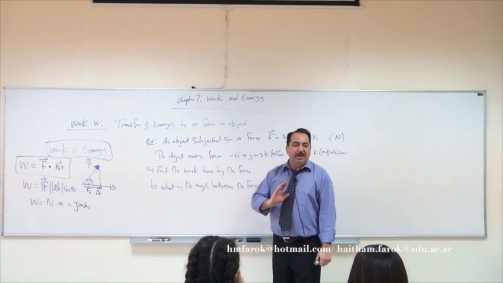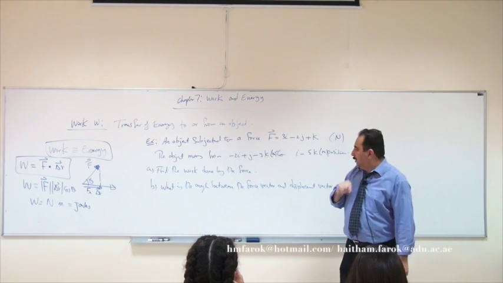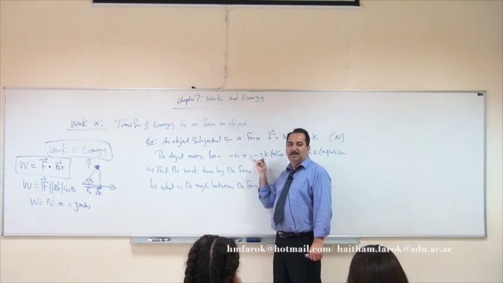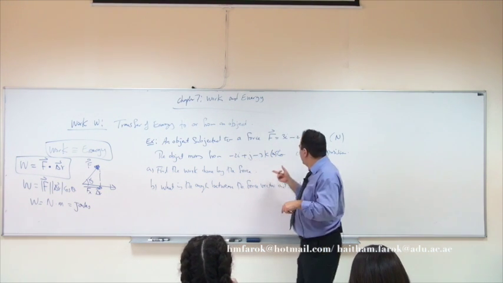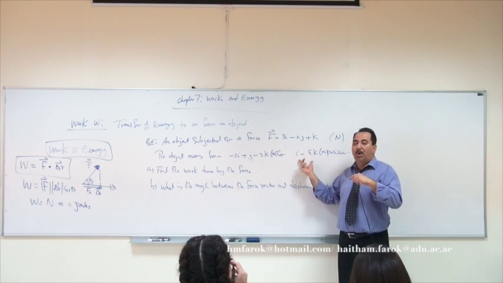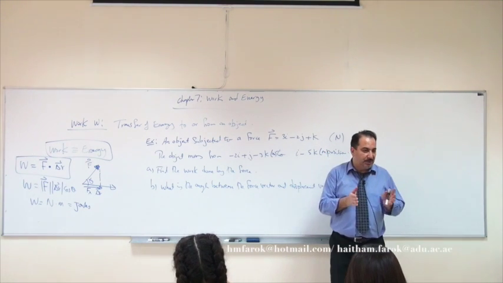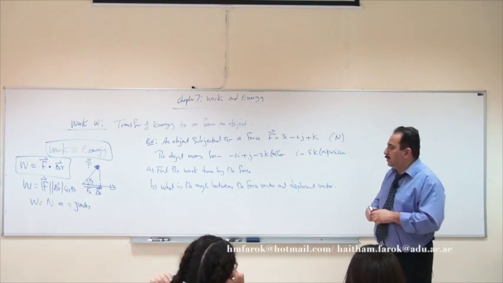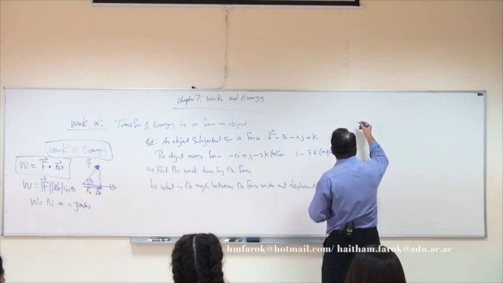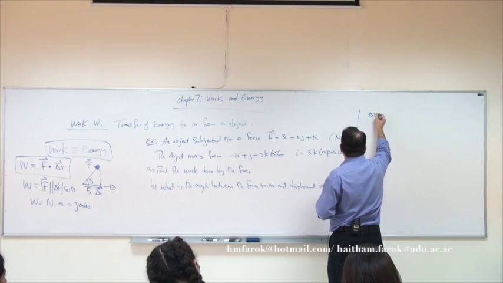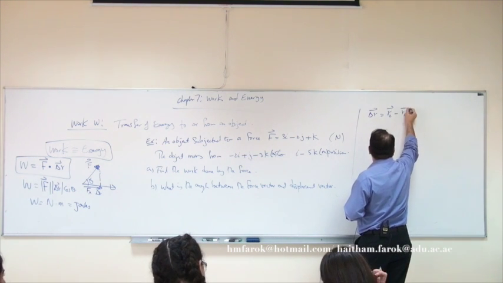Right. Now, what do you need to find work? Force and displacement. What is this? This is position number 1, not displacement. Or this is initial position and final position. Remember, for work, you don't need positions. You need change in position. So the first thing you have to do is find the displacement. So what is displacement equal to? Delta R vector, final vector minus initial vector.